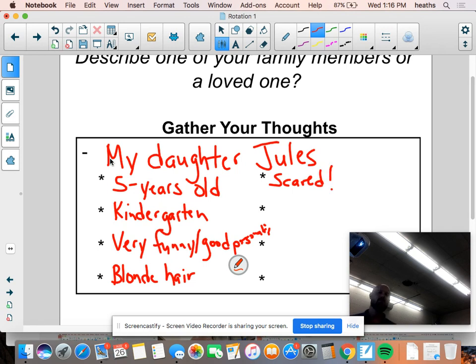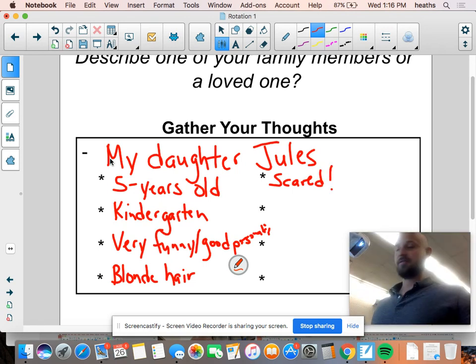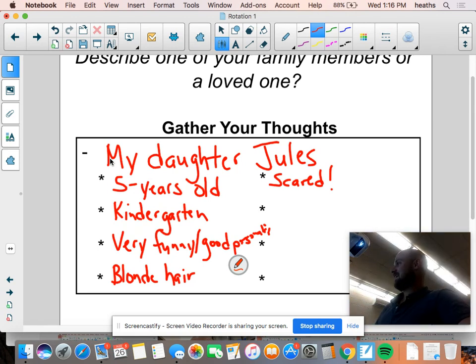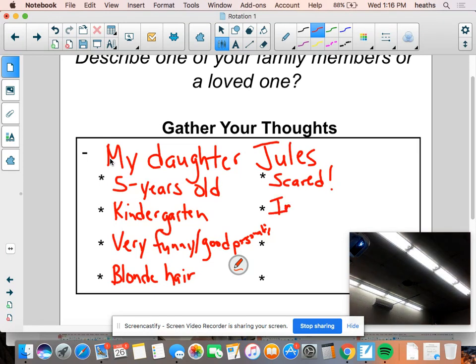Scared. My daughter is scared of everything. She is like the nicest, sweetest little girl, but holy smoke, she's scared of everything. And I can elaborate on that in my paragraph, but at least so I know when I'm thinking about what to write that I can mention something about her being scared. Great imagination. Okay. And seems to be kind of tall. So I'm going to put that, right?